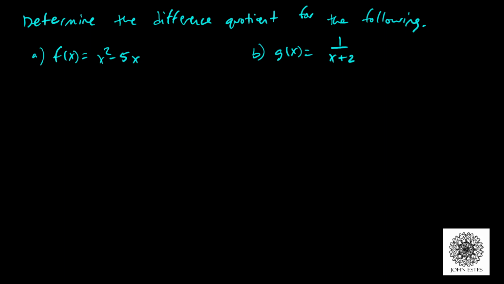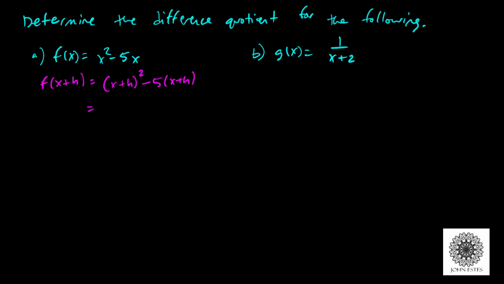Okay, so for part A, we have f of x equals x squared minus 5x. And the first thing we want to do is find f of x plus h. If you remember, what that means is anytime I see x, instead of writing x, I need to write the value x plus h. So that's x plus h squared minus 5 times x plus h. And let's simplify that out a little bit.